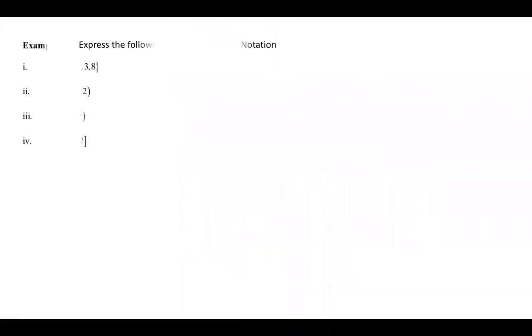Okay, let's look at the set builder notation. When you talk about the set builder notation, the roster notation is this one, interval notation is this one, and then set builder notation is the one that we're going to talk about. So how can you represent this set in set builder notation? It's something that is straightforward.